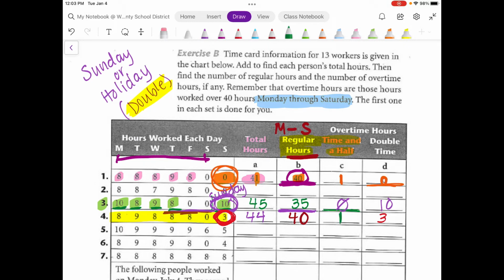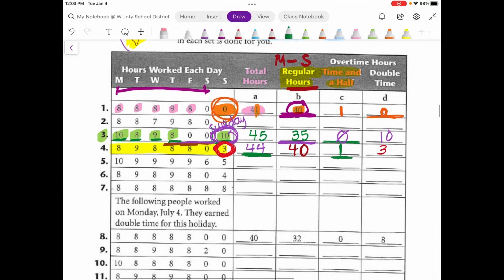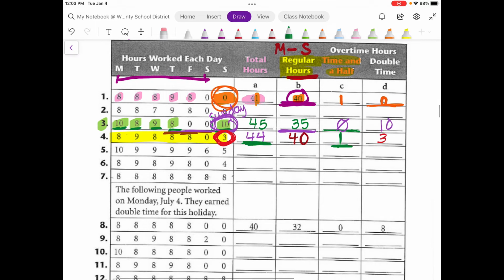Okay. Again, the reason why the 3 is in the double time is because it happened to land on a Sunday. And then we subtracted the 3 from the 44 because that's how many hours we worked total that week. And then we have 1 left because it exceeded 40. That's going to be a time and a half. Okay, so go ahead and take some time to fill out the rest of the 1 through 7.